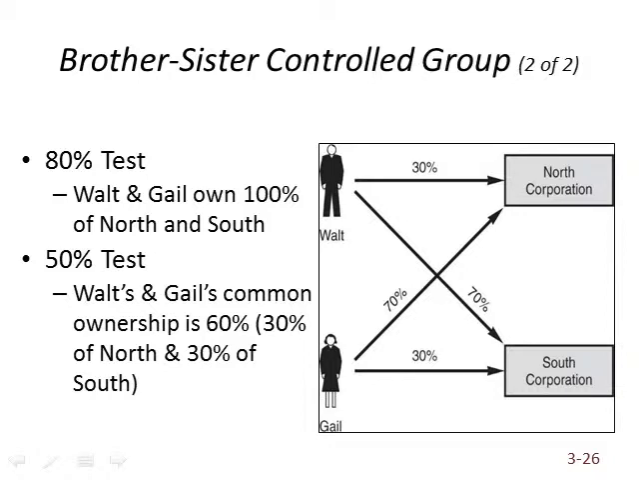And so if we look at this example, we can see that under the 50 to 80% test, Walt and Gail own 100% of North and South Corporation. Walt owns 30% of North Corporation and 70% of South Corporation, and Gail owns 30% of South Corporation and 70% of North Corporation. So under the 80% test, at least 80%, and in this case it's 100%, are owned by these two shareholders. Under the 50% test, Walt and Gail's common ownership is 60%. That is, 30% of North Corporation is owned by Walt and 30% of North Corporation is owned by Gail. And so they have this common ownership, which is greater than 50%. So there again, it meets the requirements of the 50% test.